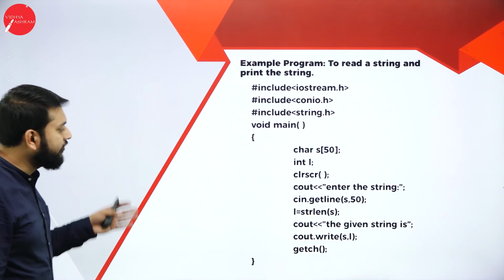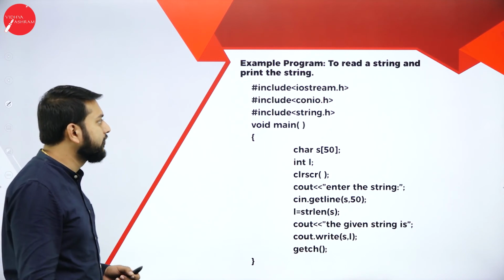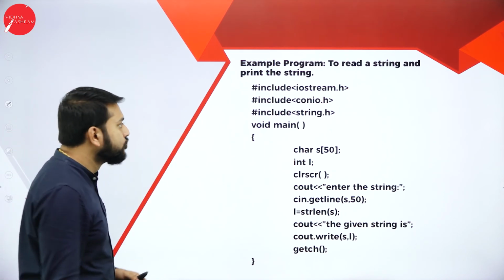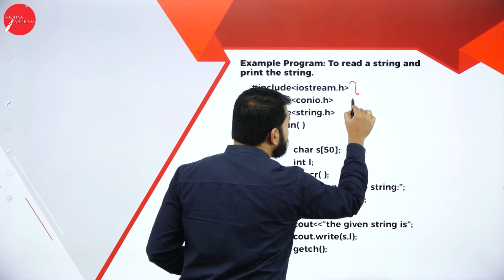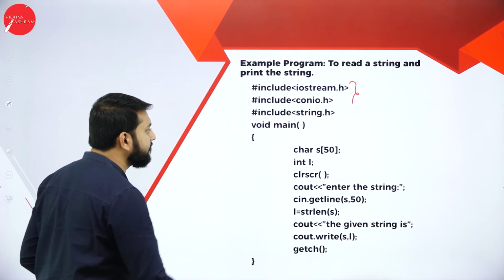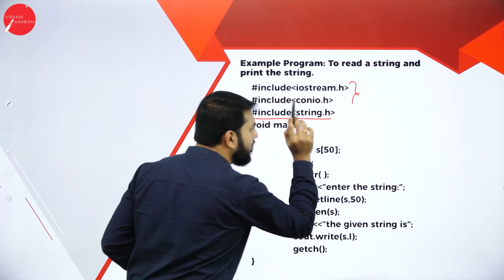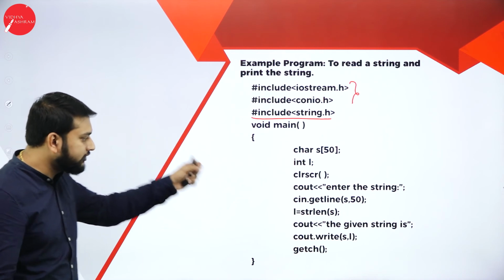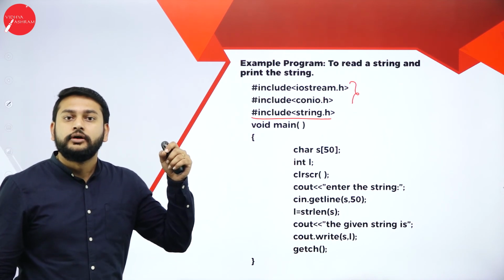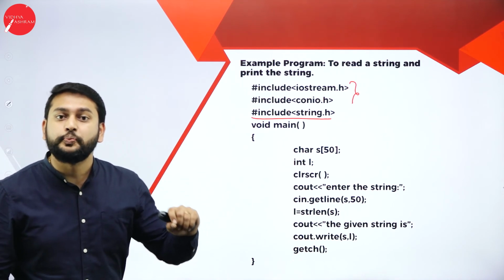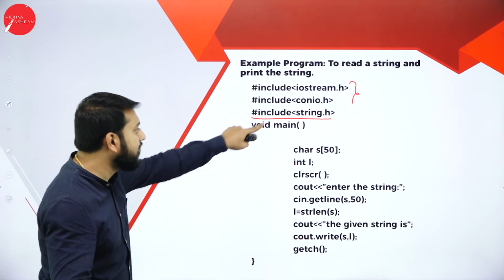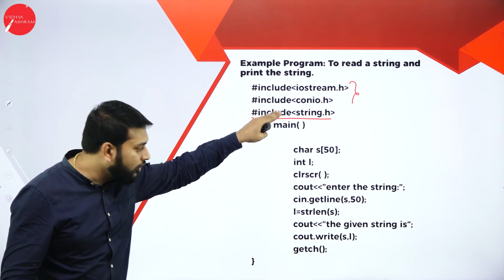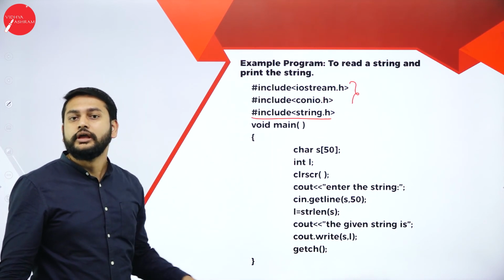Moving on to the next one, I have a small program to demonstrate the concept of how to read a string and print the string. I call this the header file. Please observe here, I have included string.h. Why are you including string.h? I'm using some of the functions related to strings, which are predefined and stored in string.h. If I don't call this header file, I will not be able to use those functions in this program.